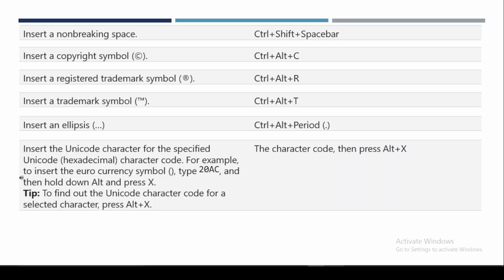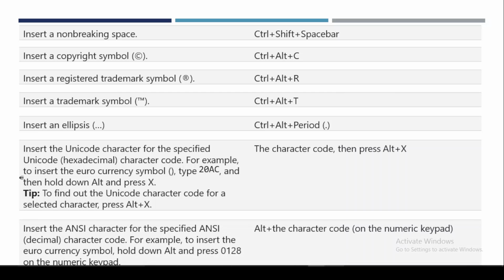For example, to insert the euro currency symbol, type 20AC, and then hold down Alt and press X. Tip: to find out the Unicode character code for a selected character, press Alt plus X. The character code, then press Alt plus X. Insert the ANSI character for the specified ANSI character code. For example, to insert the euro currency symbol, hold down Alt and press 0128 on the numeric keypad. Alt plus the character code.